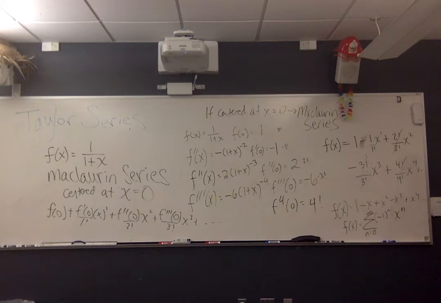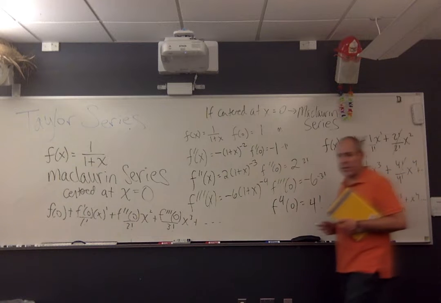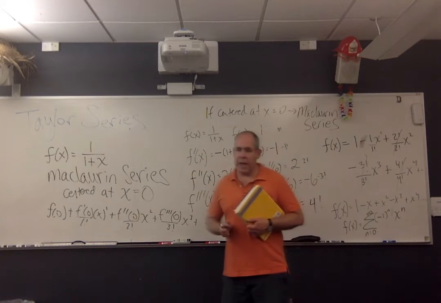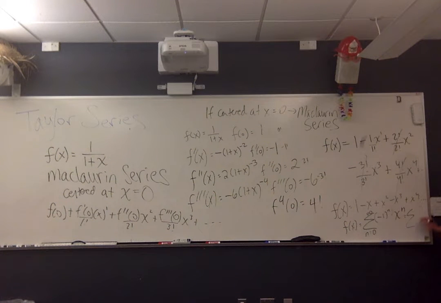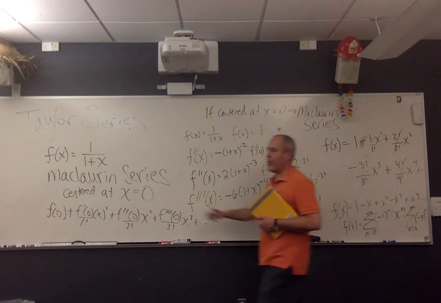Could you put it as a geometric sequence that has a ratio of negative? Let's start to see that this could be a geometric sequence. It's the sum of negative x to the n. Because what's happening each time? We're multiplying by negative x. Oh wait, we already knew that.